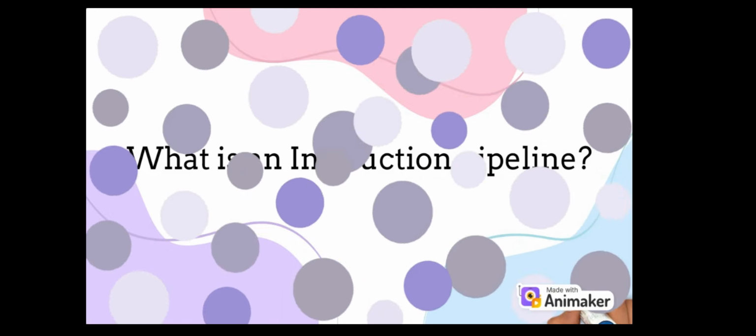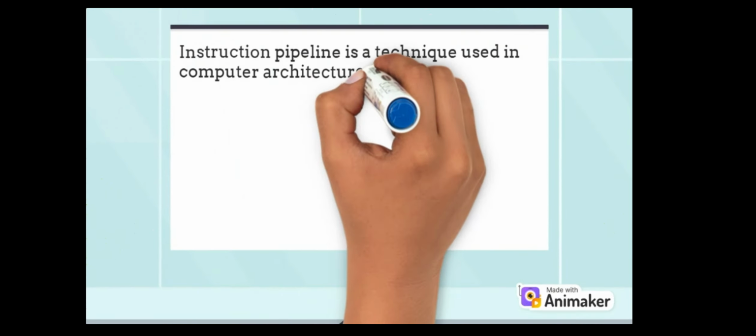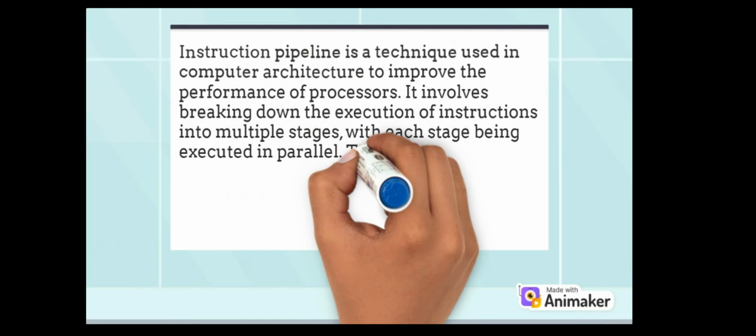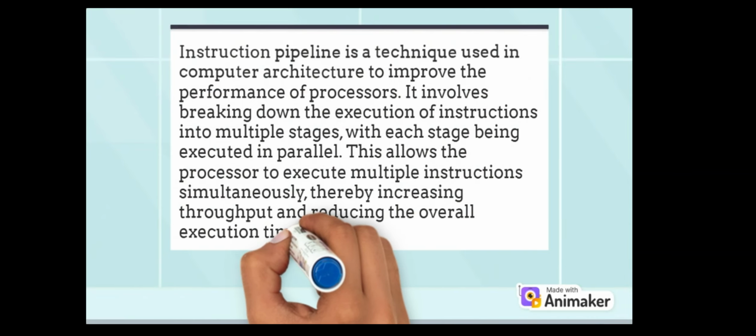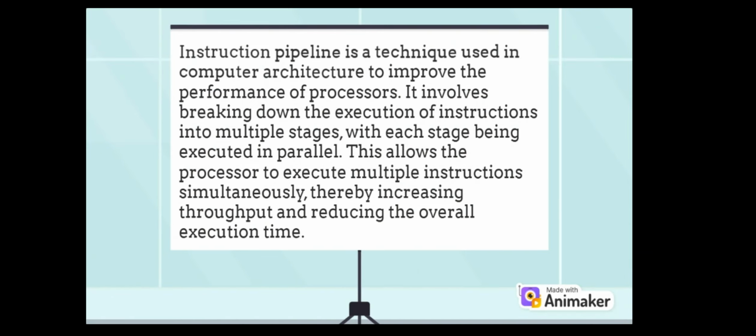So, what is an instruction pipeline? Instruction pipeline is a technique used in computer architecture to improve performance of processors. It involves breaking down the execution of instructions into multiple stages, with each stage being executed in parallel. This allows the processor to execute multiple instructions simultaneously, thereby increasing throughput and reducing the overall execution time.